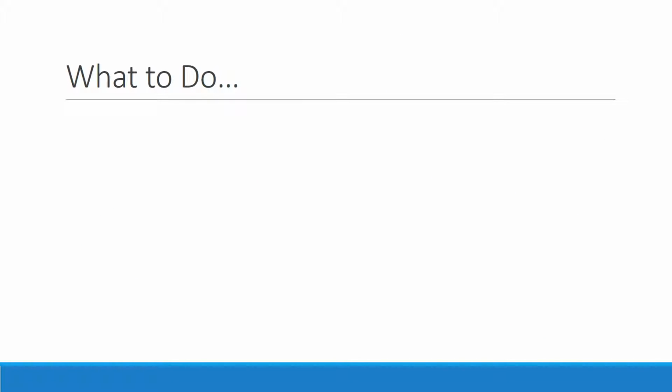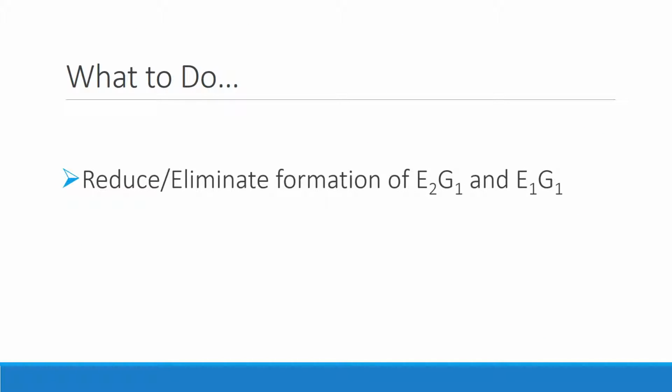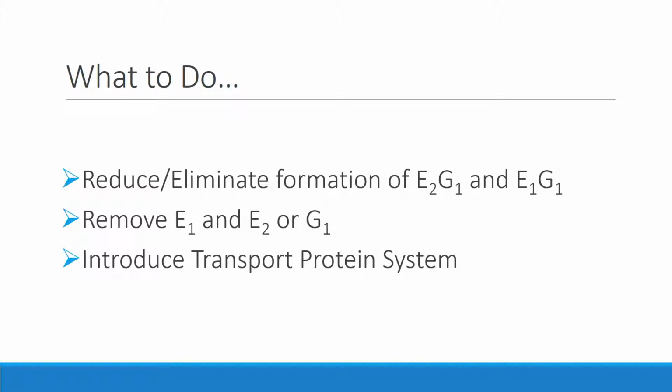So what should we do? Well, we have to reduce or eliminate the formation of those two complexes, E2G1 and E1G1. This can be done by either removing E1 and E2, or simply removing G1 from the system. So we decided to introduce a transport protein system that would bind to G1 immediately after its formation and transport it to a new cell, therefore not letting it bind to E1 or E2 and form those complexes.